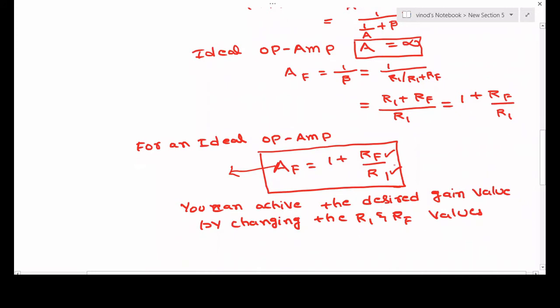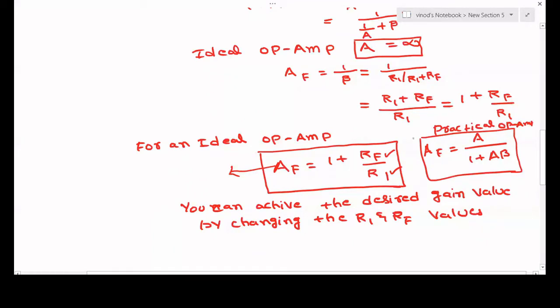So this is for an ideal op amp, whereas for a practical op amp, AF is nothing but A by 1 plus A beta. This is for the practical op amp, whereas the left hand side is for the ideal op amp. So for a practical op amp, it depends on the open loop voltage gain also, whereas for the ideal op amp, it depends only on the resistors which you are going to connect in the circuit, right? So is it clear for everyone?